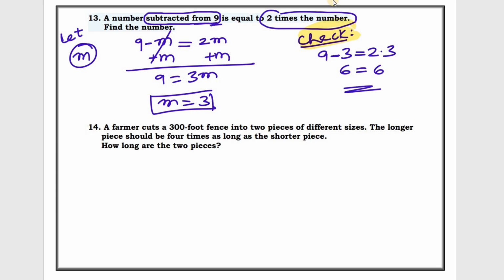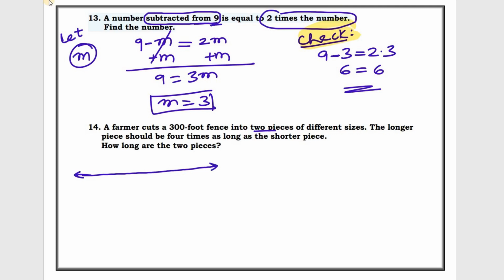Question number 14. A farmer cuts a 300-foot fence into 2 pieces of different sizes. The longer piece should be 4 times as long as the shorter piece. How long are the 2 pieces? So here what the farmer is trying to do is, he has a 300-foot long fence.